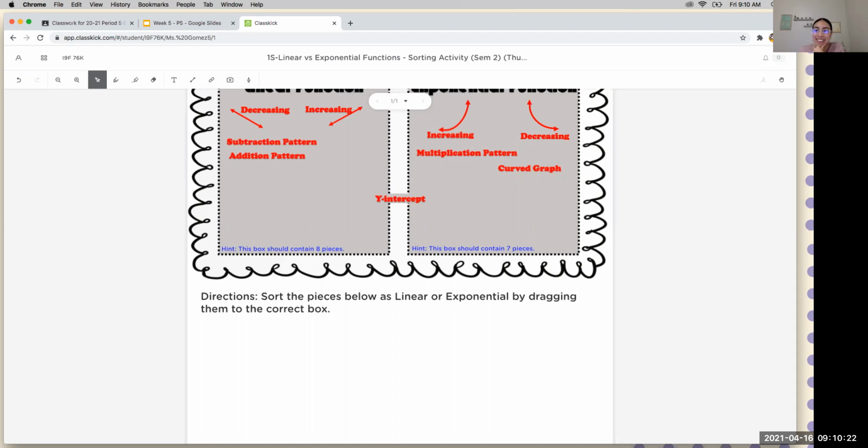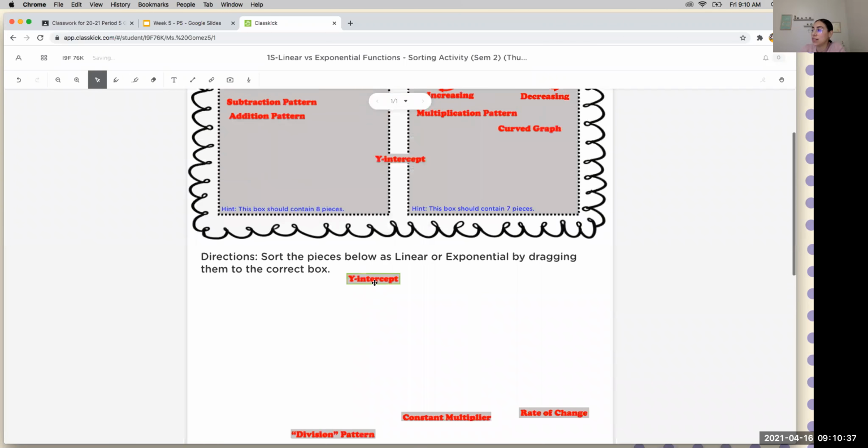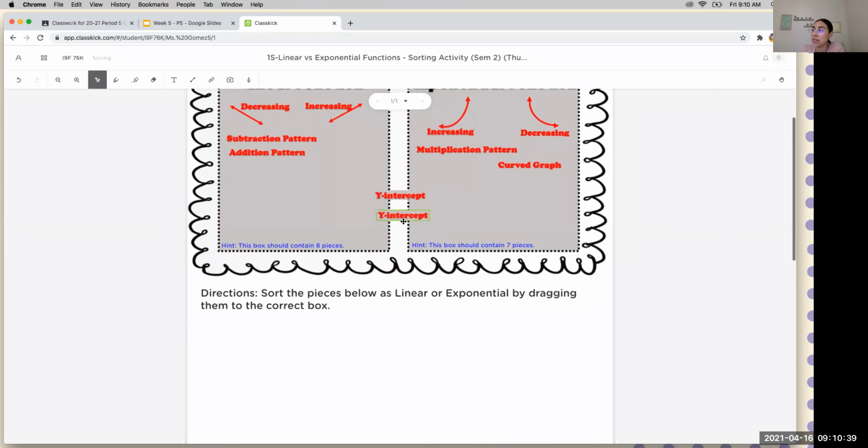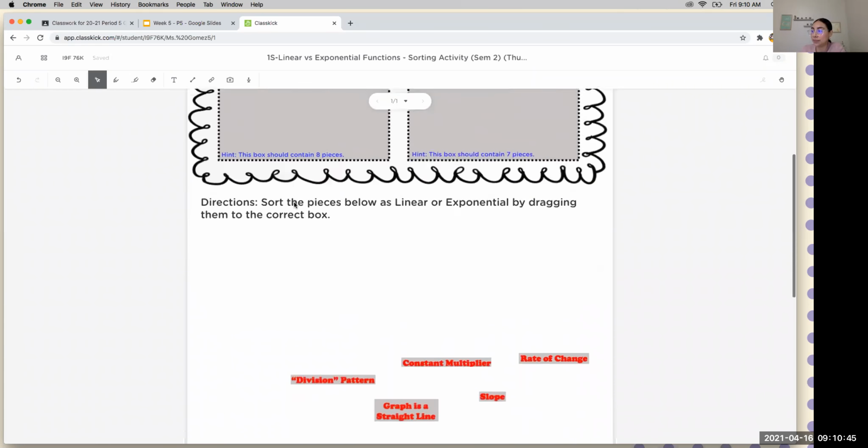Okay, yeah, good. A y-intercept, both of these have a y-intercept, the initial value. So you're going to notice that there's two y-intercepts here. There's another one. There's a reason why there's two, because both functions have a y-intercept. So good job on that one.